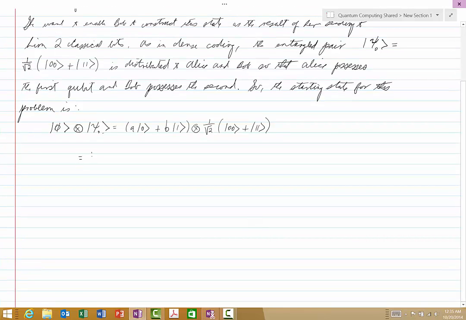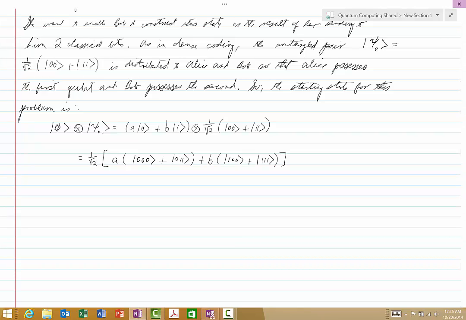We can pull out 1 over square root of 2 in the front, and this would give us A times |000> plus |011> plus B times |100> plus |111>. Now, again, this is the starting state for this problem.